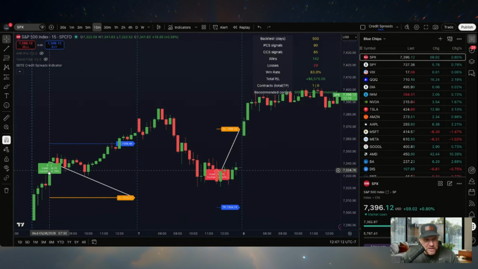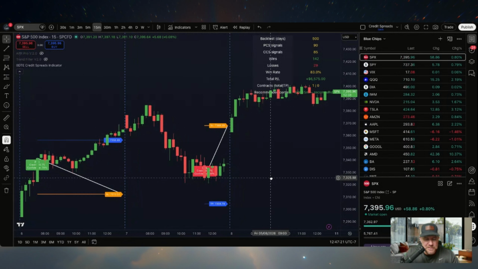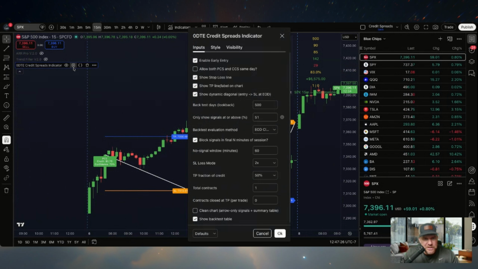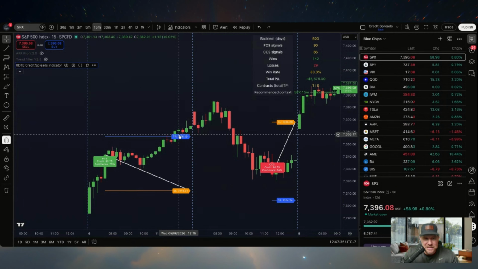This was 70% confidence towards the beginning of the day, and that was a beautiful trending day, well above our stop loss line for that trade. This diagonal stop loss is an interesting feature. I call it the dynamic diagonal, that's the white line there. What it's basically saying is, this is my entry right here, this is my stop loss, and I need price to be above this line the entire time in order for me to be profitable.